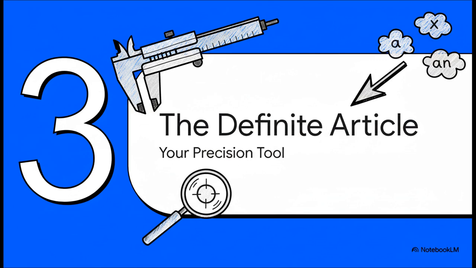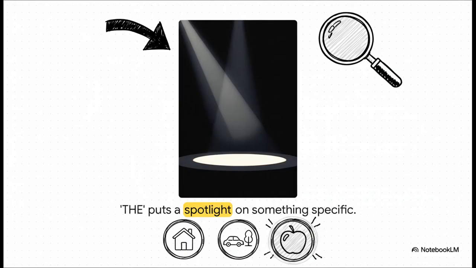This is the definite article. And if a and an were your general tools, the is your precision tool. This is what you use when you need to get specific. I want you to think of the word the as a spotlight. When you say a car, you're talking about any car. But when you say the car, bam! The spotlight comes on and points to one single specific car that both you and the person you're talking to know about. No more guessing.